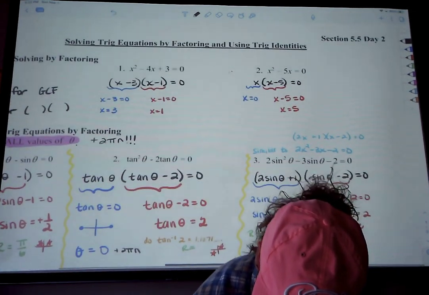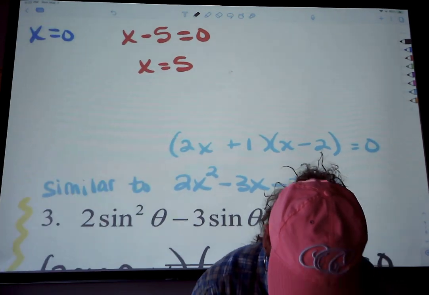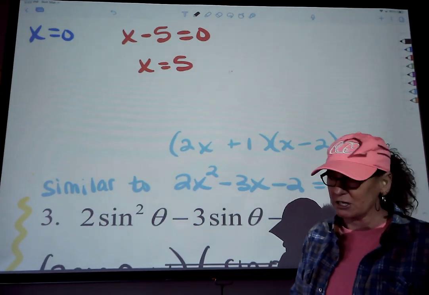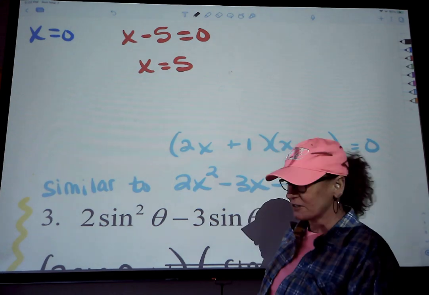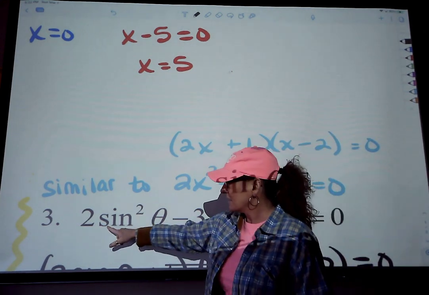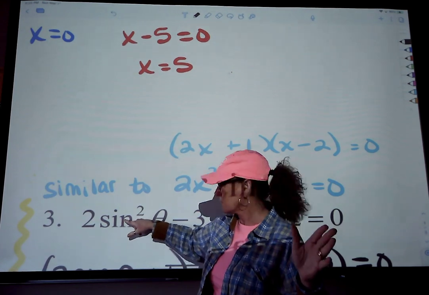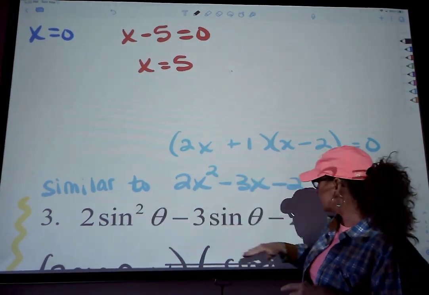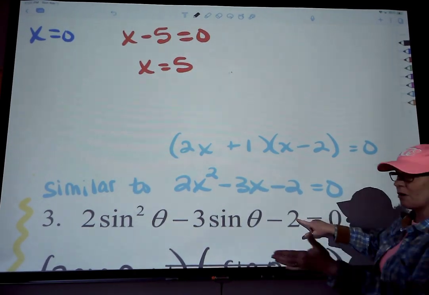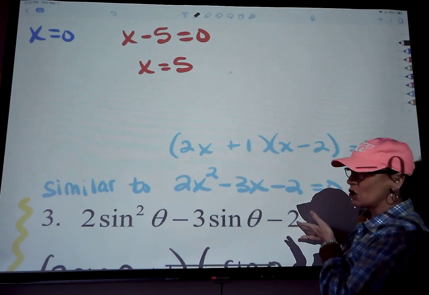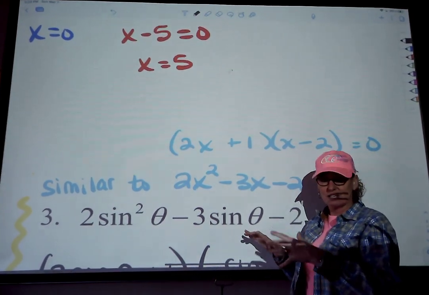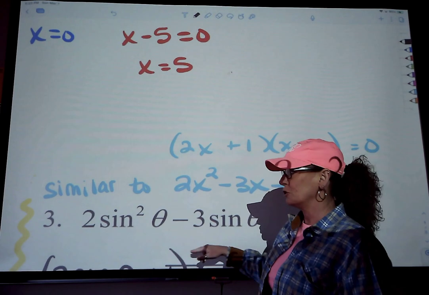Next one. Holy moly. This one's a little tough. Some of you are going to really struggle with this because you never did get really good at factoring. So now I have a coefficient on my sine squared. Game changer. So I've got this term, and this term. Do all 3 of them have anything in common? No. So I know I'm going to factor this. I'm going to try to factor it into the product of 2 binomials.